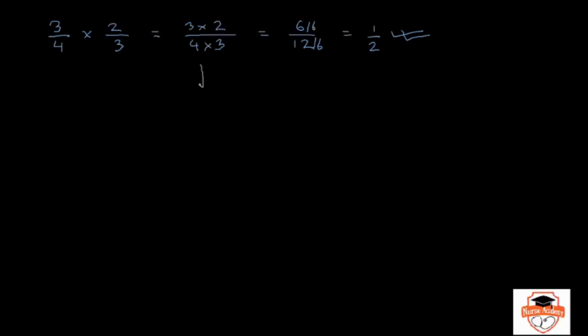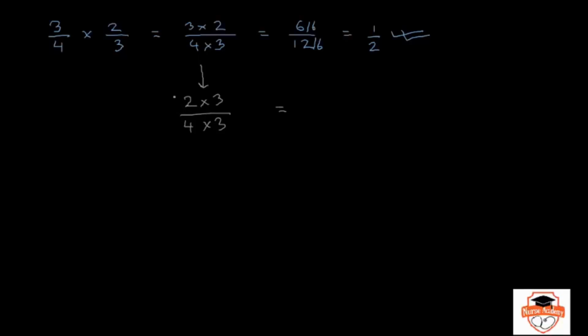Now, if you look at this step, 3 times 2 over 4 times 3, you know that multiplication is commutative, which means the order in which you multiply the numbers doesn't matter. Now, what I'm going to do is rewrite this as 2 times 3. 3 times 2 is the same as 2 times 3 over 4 times 3, and then apply some reverse engineering, if you want to call it that way.